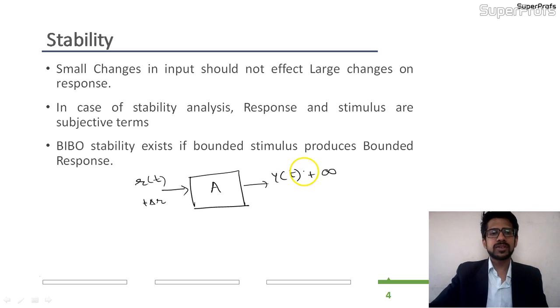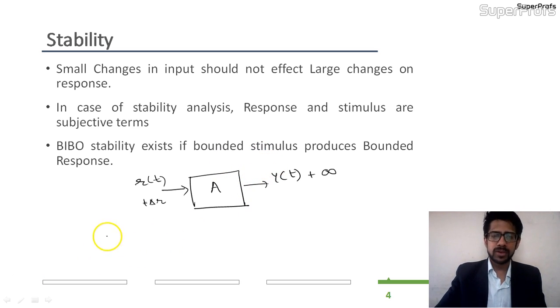In the second statement, you can see that in stability analysis, response and stimulus are subjective terms, as I explained just earlier. What is BIBO stability? BIBO stands for bounded input, bounded output. BIBO stability exists if a bounded stimulus produces a bounded response.